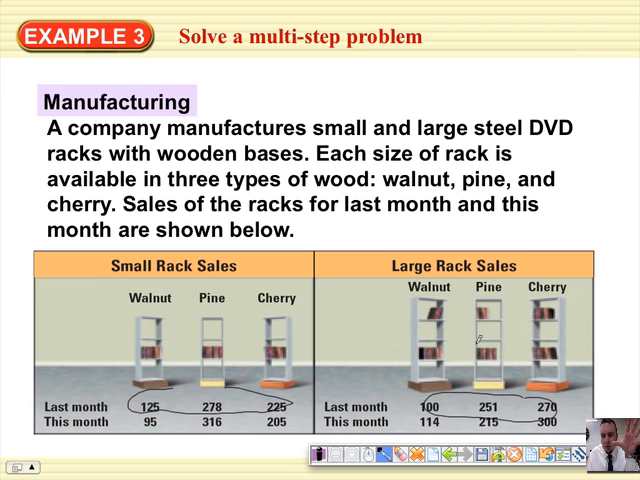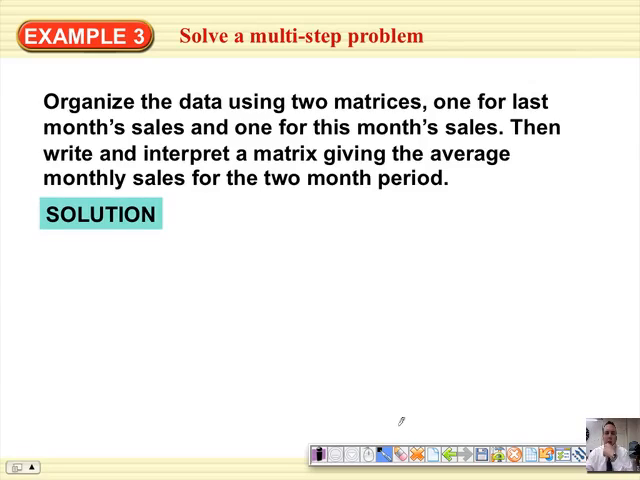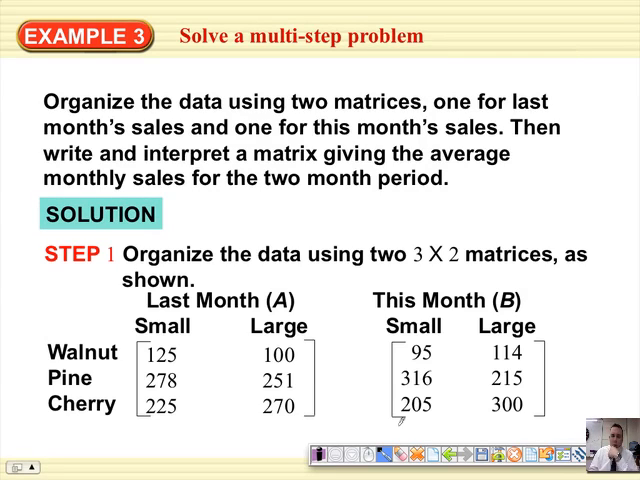Put those in a matrix. And we want to put these in a matrix for this month. How do you do that? Well, we just organize. A matrix is just a way to organize data, kind of like I put your names on one side and I put your scores on another side. This is the same thing. Walnut, okay, we sold 125 little ones and 100 large ones. Let's put that in a matrix, okay? So I'm just going to show it to you. So we sold 125 small walnut and we sold 100 large walnut last month, based on that stuff we just looked at. Okay, so on and so on.